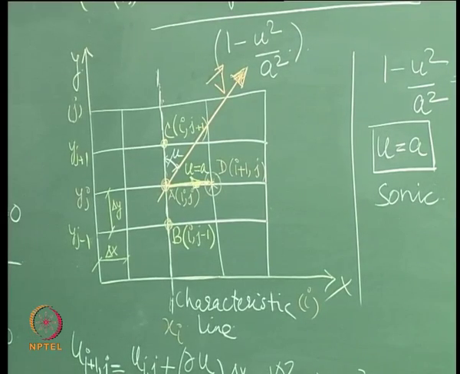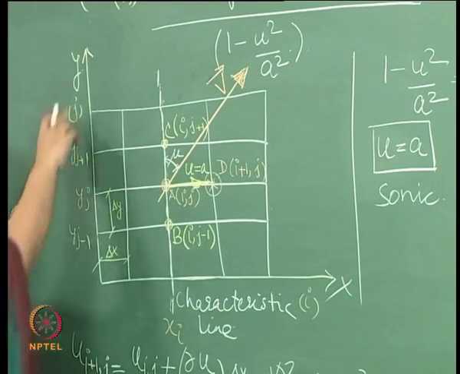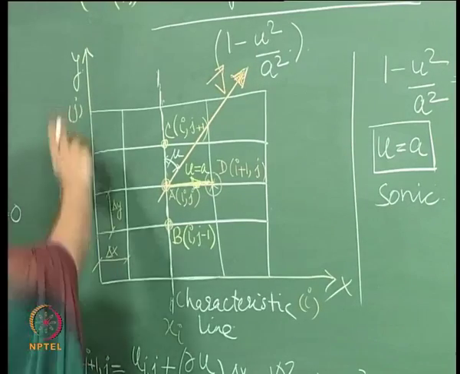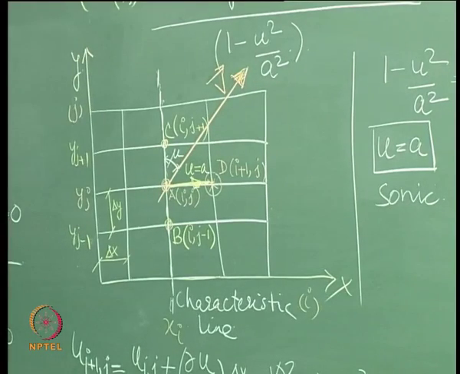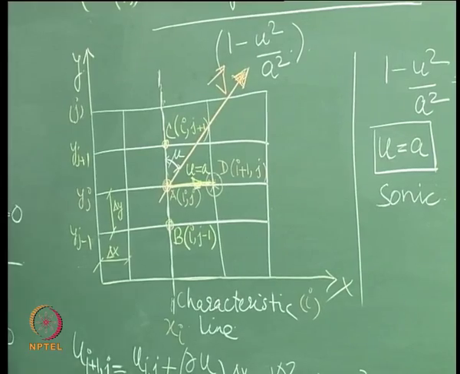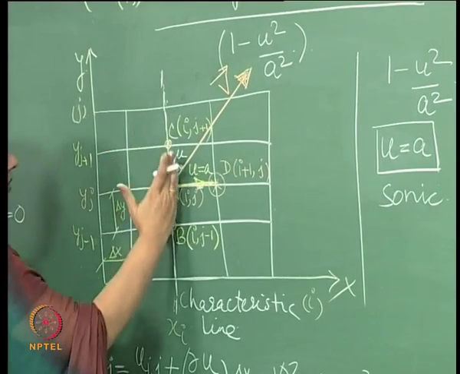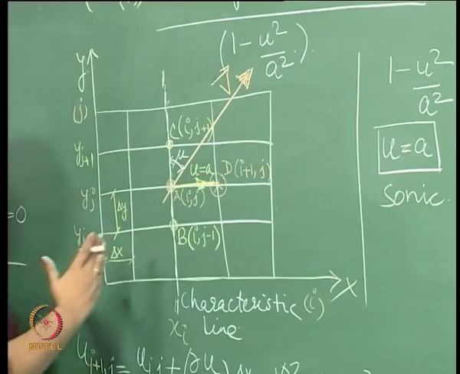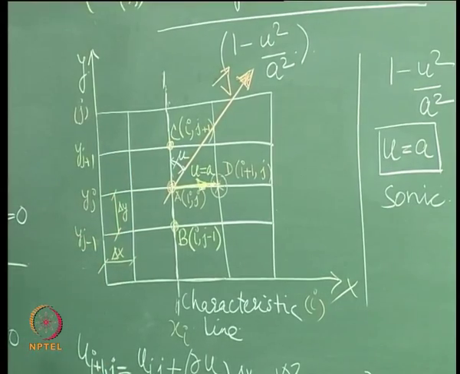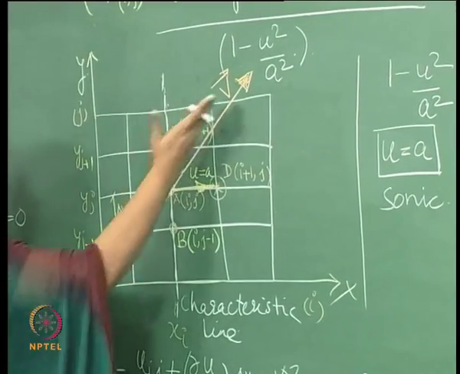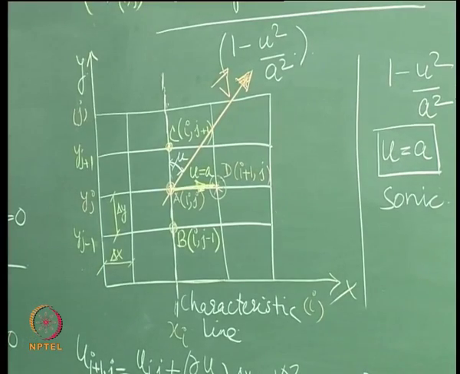Now, as you can see here, this orientation, x or y, does not matter, because this is the Mach line here. The Mach line orientation is with respect to the flow direction.